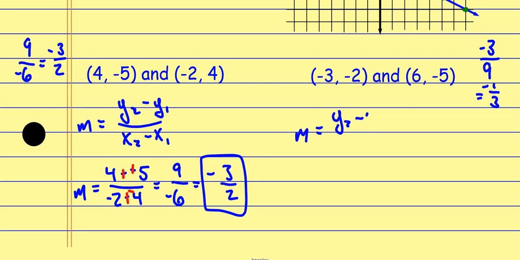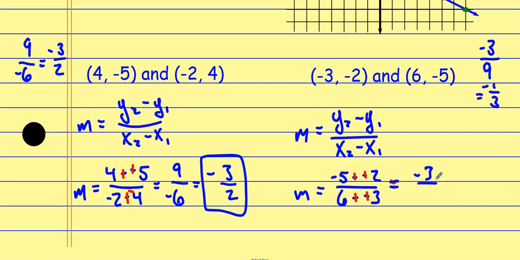Second y value minus the first y value, over second x value minus the first x value. So the second y value is negative 5 minus the negative 2. The second x value is 6 minus the first one, minus a negative 3. Again, subtraction, you should change to adding the opposite for each of these. So now in the numerator I have negative 5 plus 2, and negative 5 plus 2 is a negative 3. In the denominator I have 6 plus 3, which is a 9, and that's a negative 1/3.